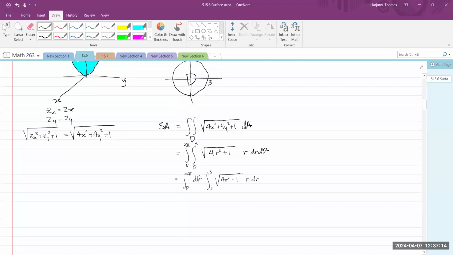Now the integral from 0 to 2 pi of d theta is just the length of the interval, 2 pi. But if I do substitution here, u equals 4r squared plus 1, then my du will be 8r dr. And u at 0 equals 1, u at 3 equals 37. So my integral is now from 1 to 37 of u to the power of 1/2 du over 8. That's pi over 4 times 2 over 3 times u to the power of 3/2 from 1 to 37.